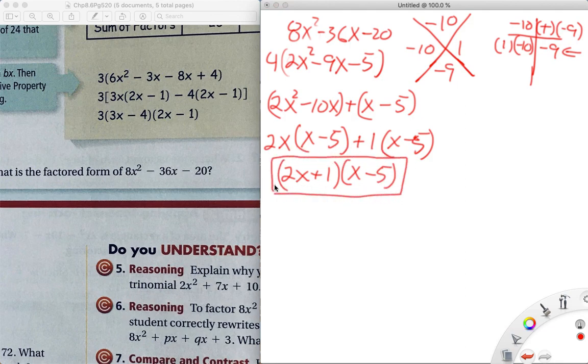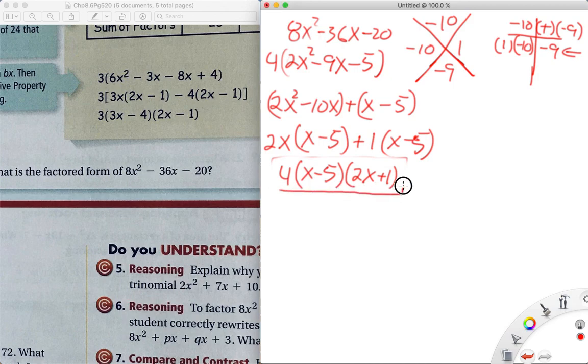And that's it. Oh, no, that's not it. See what happens when you forget that silly little 4. That 4 is still floating around, so to finish it off, you have to multiply everything by 4 because this is our original problem. Again, that's a common mistake, and I just made it. When you forget about it, sometimes you don't put it in your final answer. Don't be like me. Okay, so that's 4 times the difference of x and 5 times the sum of 2x and 1.